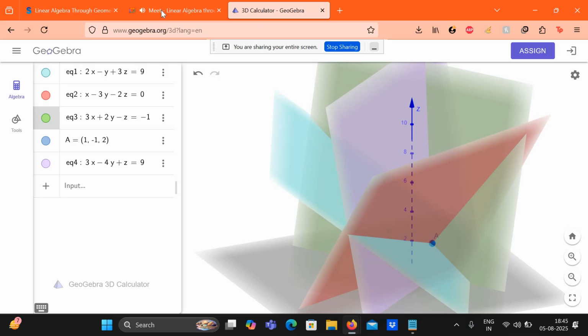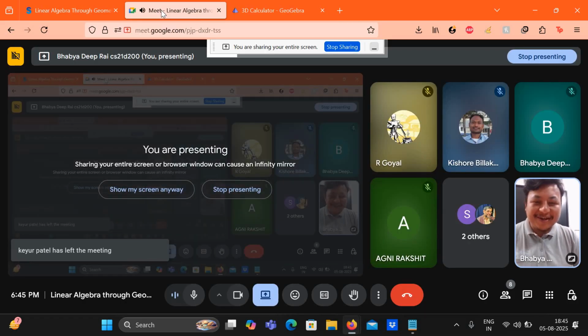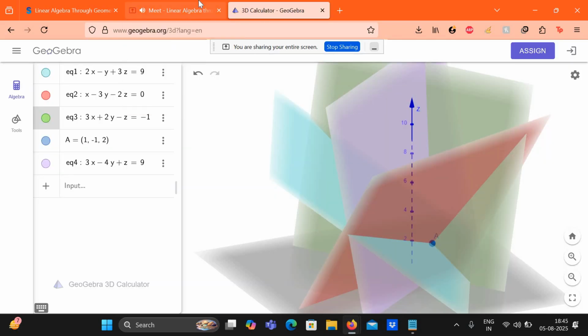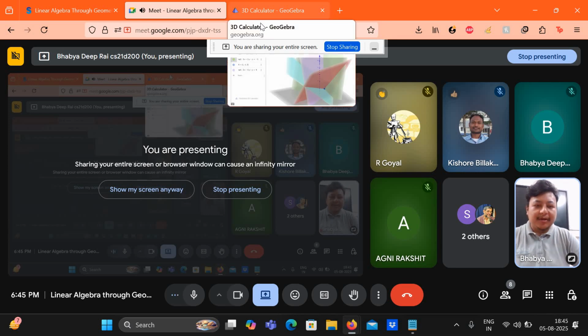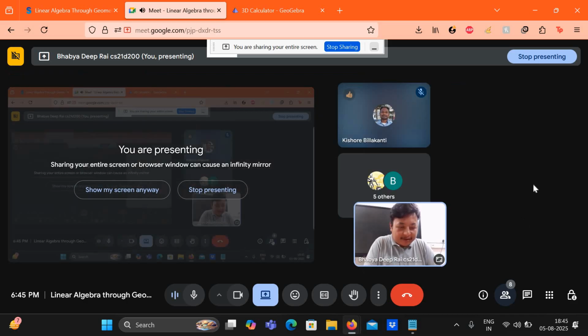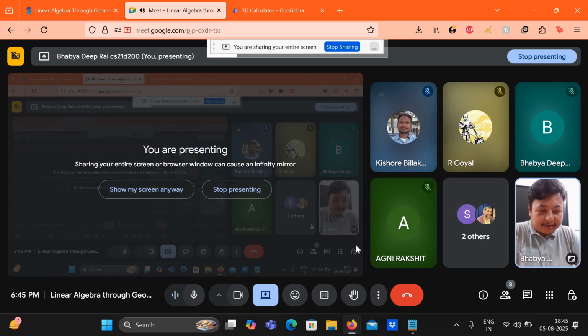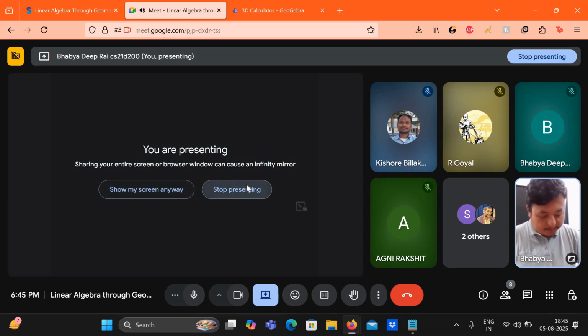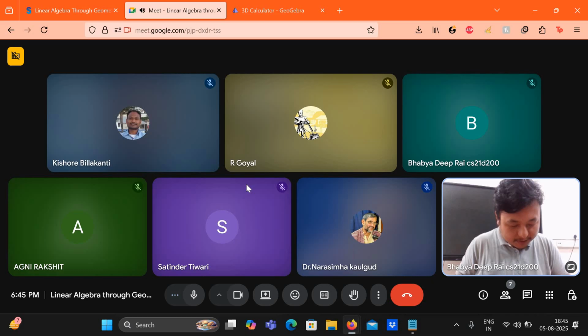Now we get to Gaussian elimination. I hope everything is clear, right? Okay, good. I hope it's clear for the others also, right? Agni, Satindra. Okay, now I'll present from here.